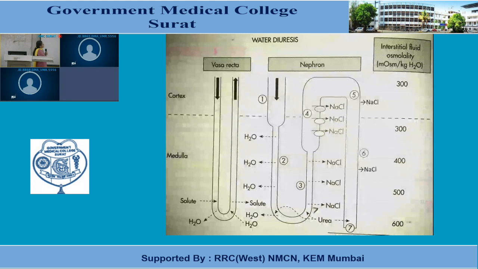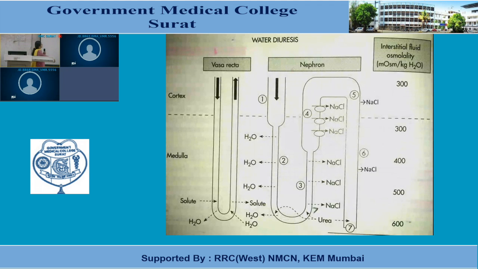Now the descending limb, you can see, that is first is the proximal convoluted tubule. In that, maximum of the water and the solutes will be absorbed. And as we go lower down, a lot of water also will be reabsorbed because it is highly permeable to water. Then as we go still down, you can see at the bend of the loop of Henle, the osmolality will be more. And as the ascending limb is impermeable, only the solutes are coming out.